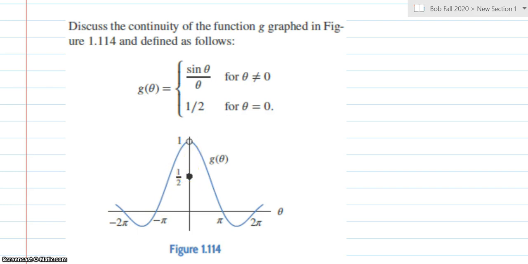So it's more like our step function, isn't it? But look, the limit exists. If I look at the limit as theta goes to 0, because I know that 0 is my problem point if it's not continuous, of g of theta, it is 1. Because when I come from the left, no matter which way I come at this, the y value is always 1.